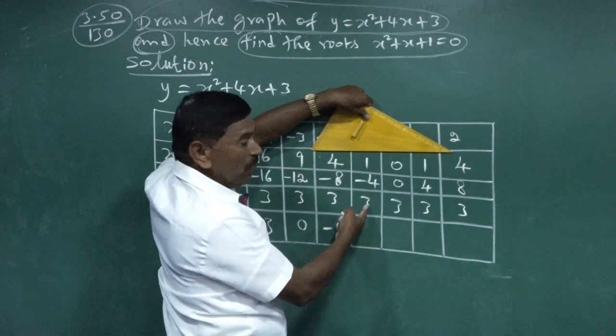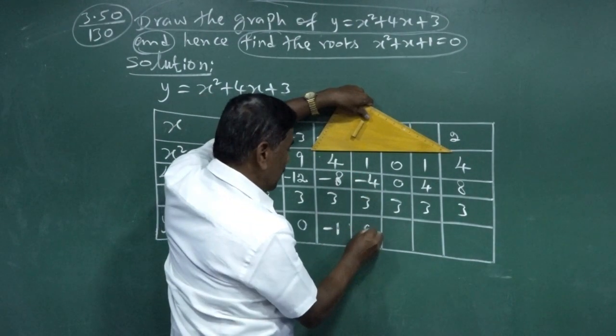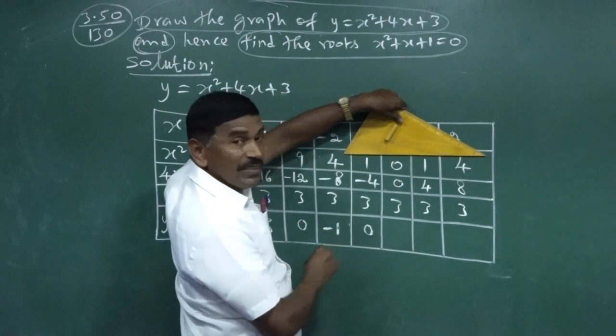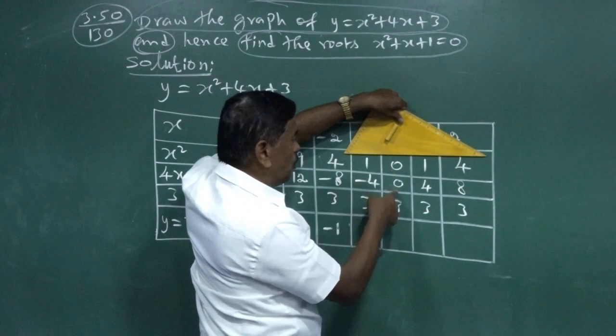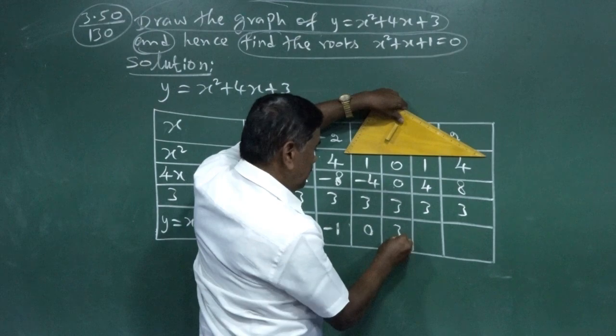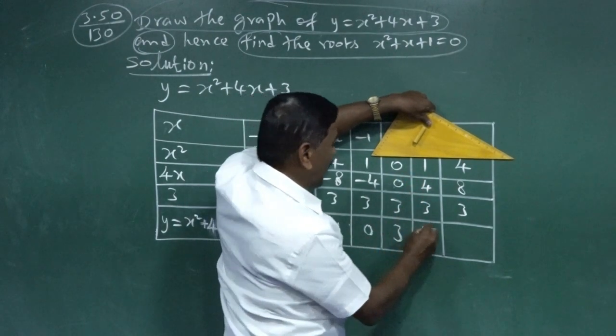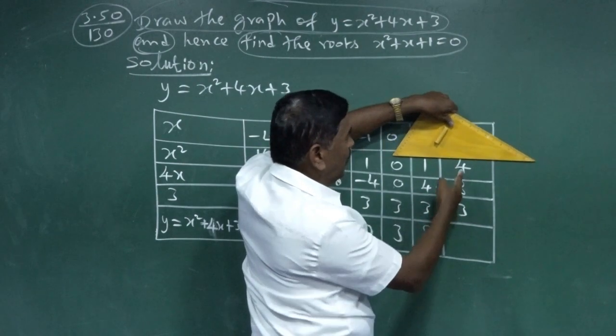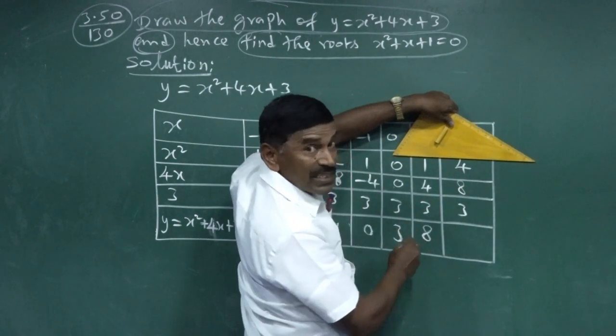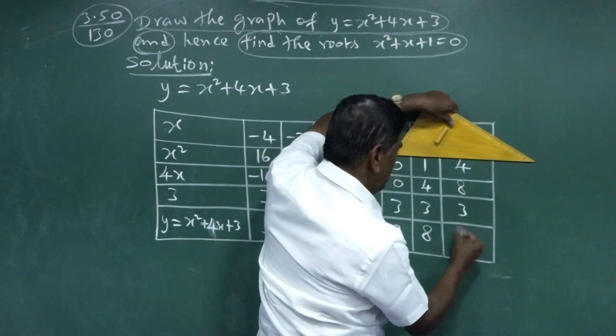1 plus 3, 4. Plus 4 minus 4, cancel. 0. Next. What is total? 0 plus 0 plus 3. Good. 3. Next. 1 plus 4 plus 3. Very good. 8. Next. 4 plus 3, 7. 7 plus 8? Yes, 15.